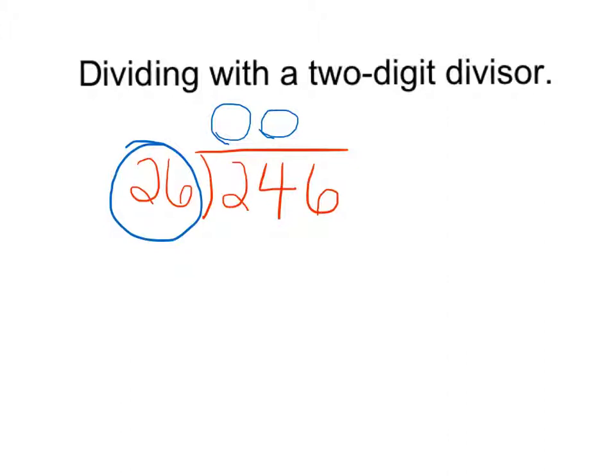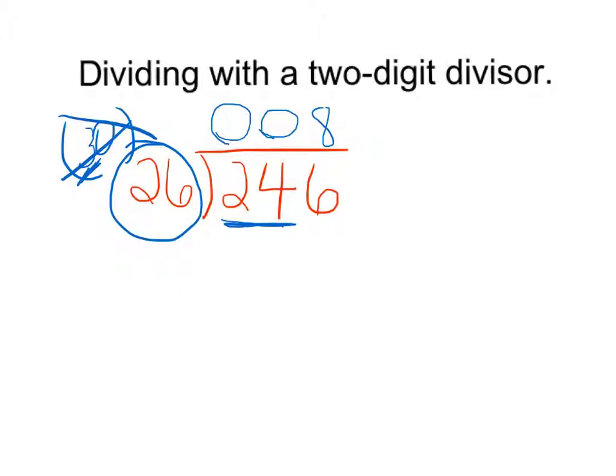Well, I'm going to look at this, and I'm going to round 26 to 30. For just a minute, I'm going to use that information. I'm going to just use that tens place, that 3. And then I'm going to look at the first 2 digits over here, and I have 24. I'm going to think, how many times could 3 go into 24? Well, I know that 3 goes into 24 8 times. So I'm going to start with 8.